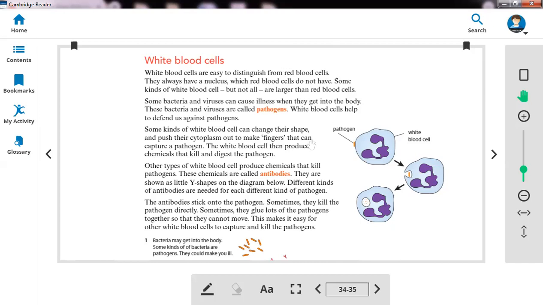Okay. These are, in short, a brief of the three parts of our blood. Number one, again I revise, plasma, that is the liquid part. Red blood cells, they carry oxygen from the lungs. And number three, white blood cells, they fight against microorganisms like bacteria and viruses and save us from diseases and don't make us sick.